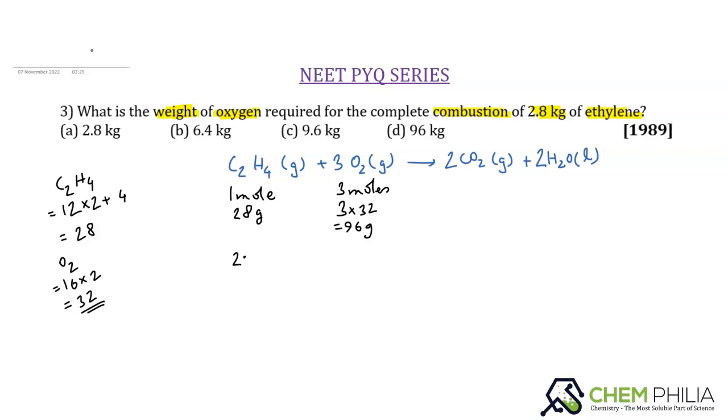So it's very easy, 2.8 kg of ethylene, because that is given in the question. So if 28 gram is combusted by 96 gram of oxygen, then 2.8 kg of ethylene will be combusted by 9.6 kg of oxygen, right? It means 9.6 kg of oxygen is required. That is option C. Yes, it's option C. That is 9.6 kg of oxygen is required for the combustion of the given amount of ethylene. So I hope you have understood the questions that I have discussed in this video.